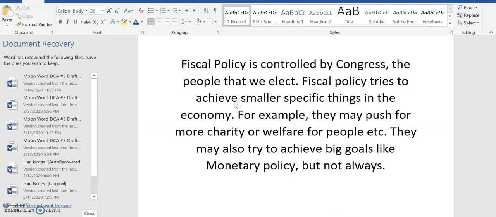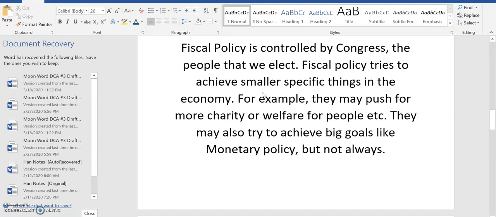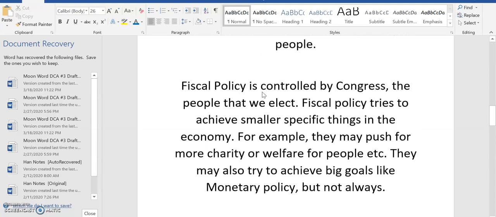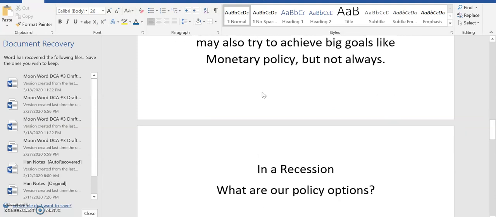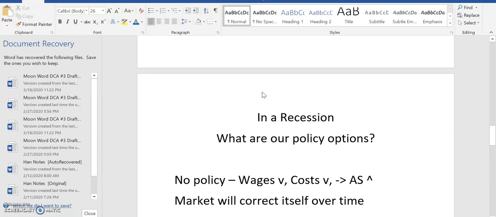And kind of like right now in government, Donald Trump is talking about giving every American some money to help during the coronavirus crisis. So that is fiscal policy in simpler terms. So how do these work when we are experiencing something like a recession? It's a very timely topic. So what are our policy options?